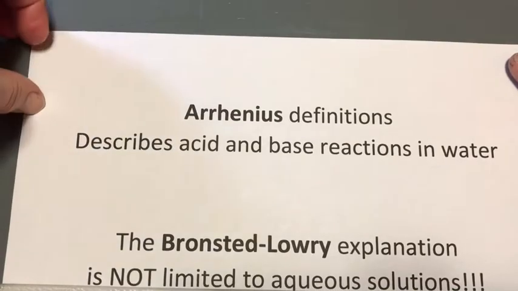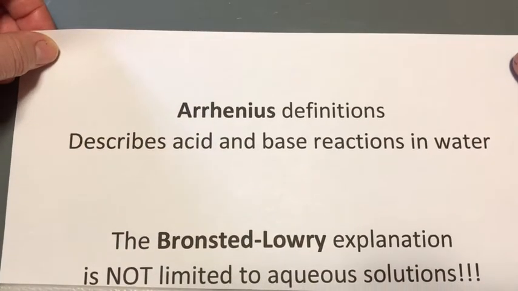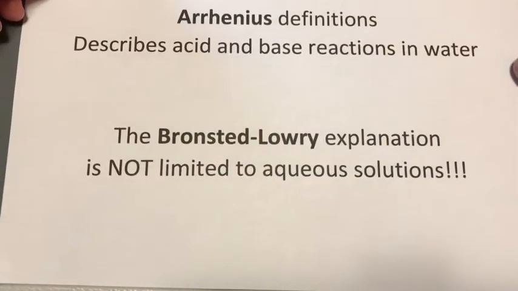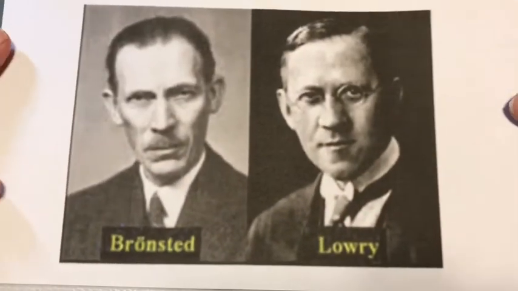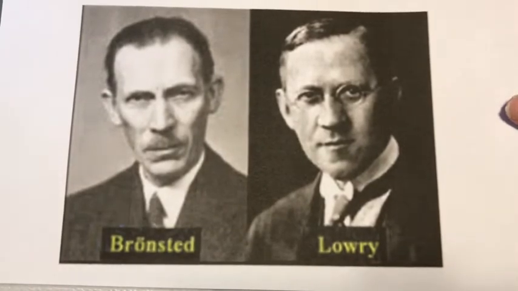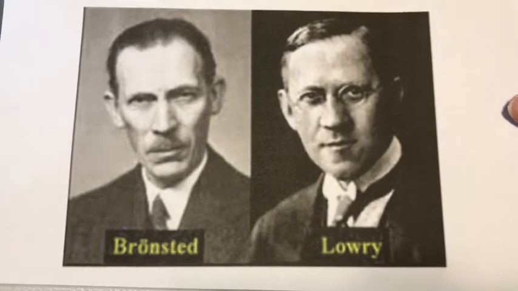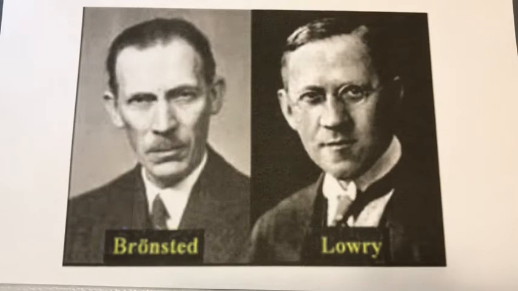The problem with the Arrhenius definition is that it describes acid and base reactions in water. The Bronsted-Lowry explanation is not limited to aqueous solutions. So let's look at that. In the 1920s, two scientists named Bronsted and Lowry came up with a definition of acids and bases that, instead of talking about the hydrogen ions and hydroxide ions, talked about a proton donor and a proton acceptor. A Bronsted-Lowry acid is a proton donor. A Bronsted-Lowry base is a proton acceptor.